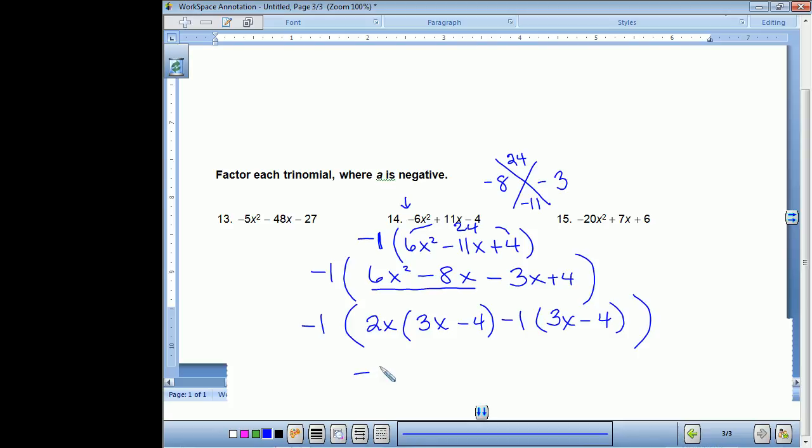Okay, so our answer ends up being negative 1 times 3x minus 4 times 2x minus 1. And that's our answer. Now, you could either write negative 1 or just have the negative out in front. I always just write a negative 1 so I don't forget about it.